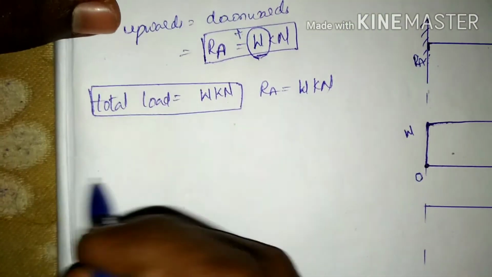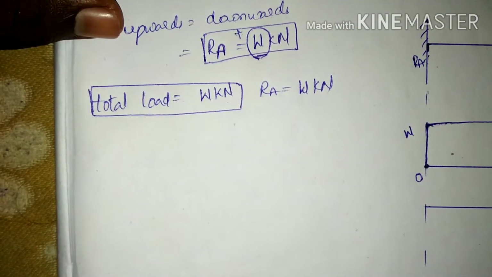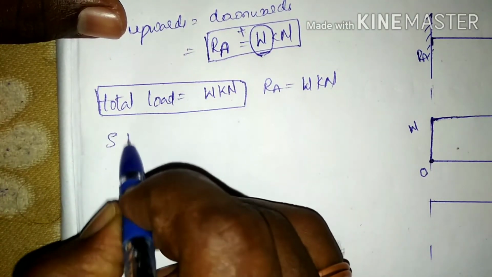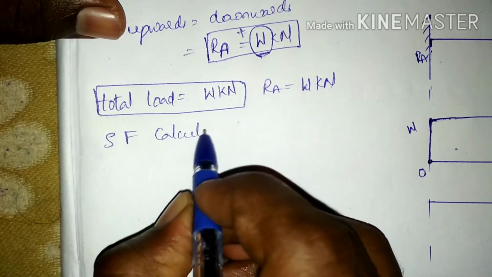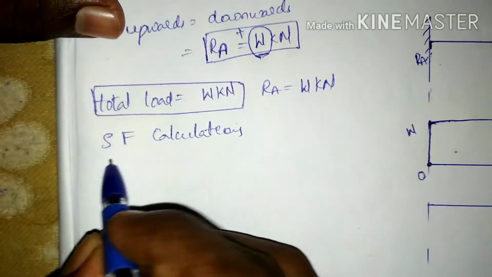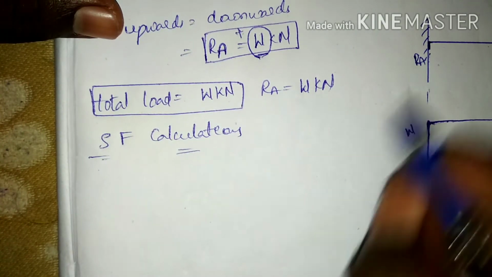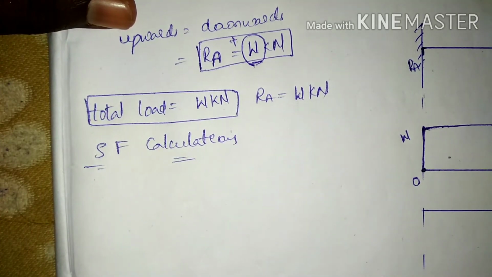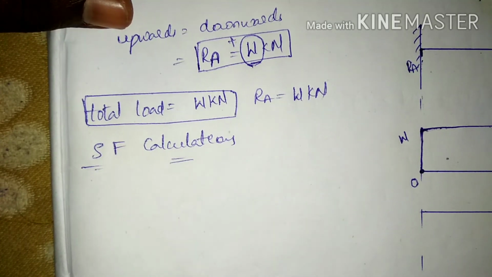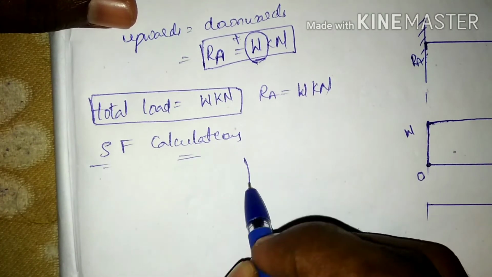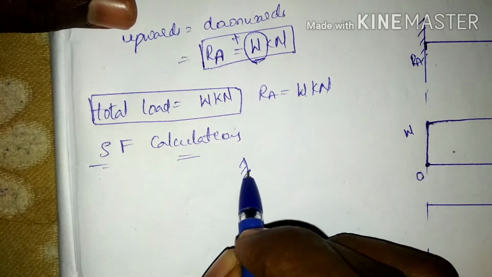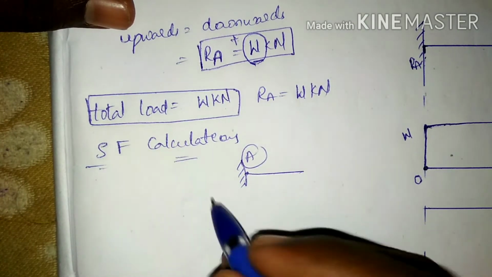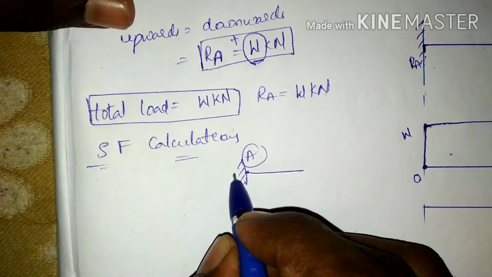Here we are going to have a procedure for doing the shear force diagram and the shear force calculations. First one, shear force calculations. We have to consider every section and every support. I am taking the first. This is a fixed support. Here it is my support A, that is the fixed support. Here I am going to stand here.